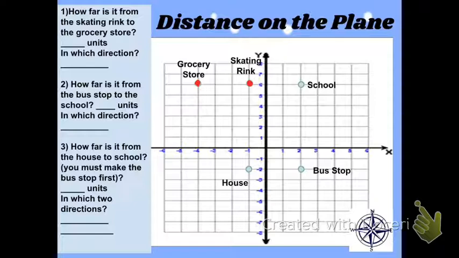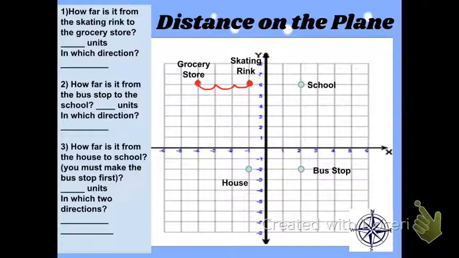Okay, so first of all, we're starting at the skating rink. We're going to the grocery store. That can be important later. Okay, and we're not going to count intersections. We're going to count lines. So when I do it, I always draw myself a little loopy line. 1, 2, 3. Okay, so it is 3.